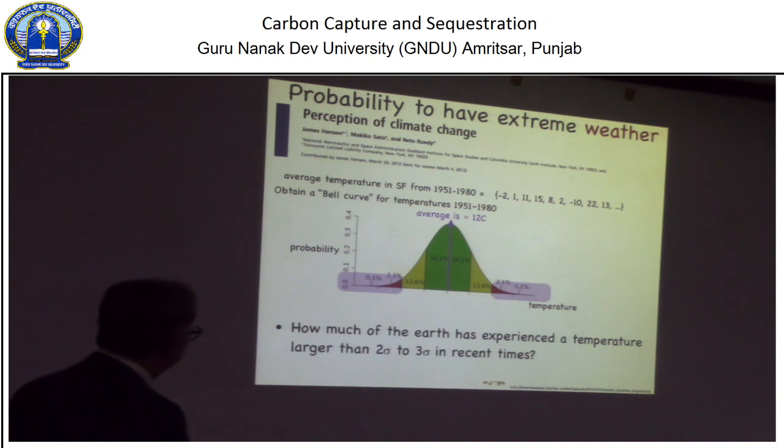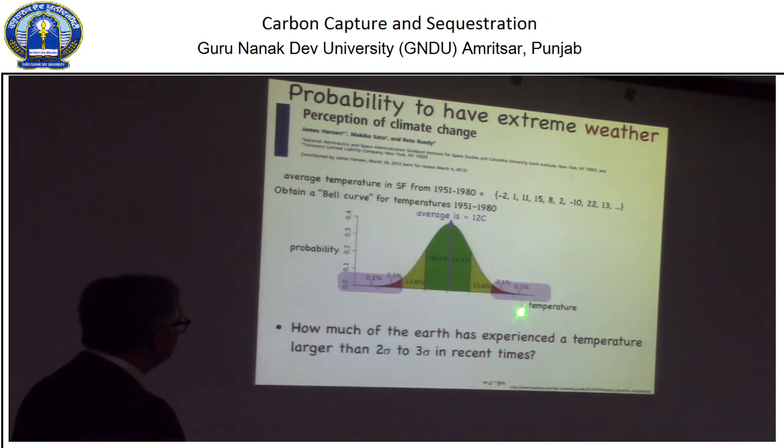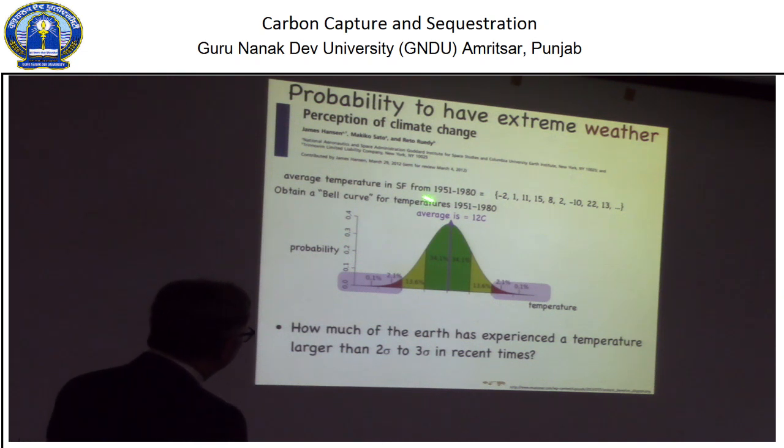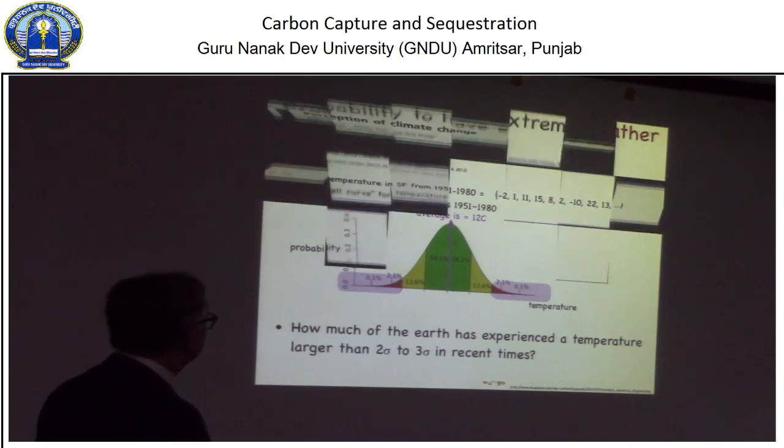So what these guys did is they said, how much of the Earth has experienced a temperature larger than 2 to 3 sigma in recent times? So we're going to make a map of the world, and the colors on the map of the world are going to represent the 2 and 3 sigma events as a function of time. And what's the comparison data? They'll take the data from those parts of the world, from this window of time, and make an average of them. Okay, you with me so far?